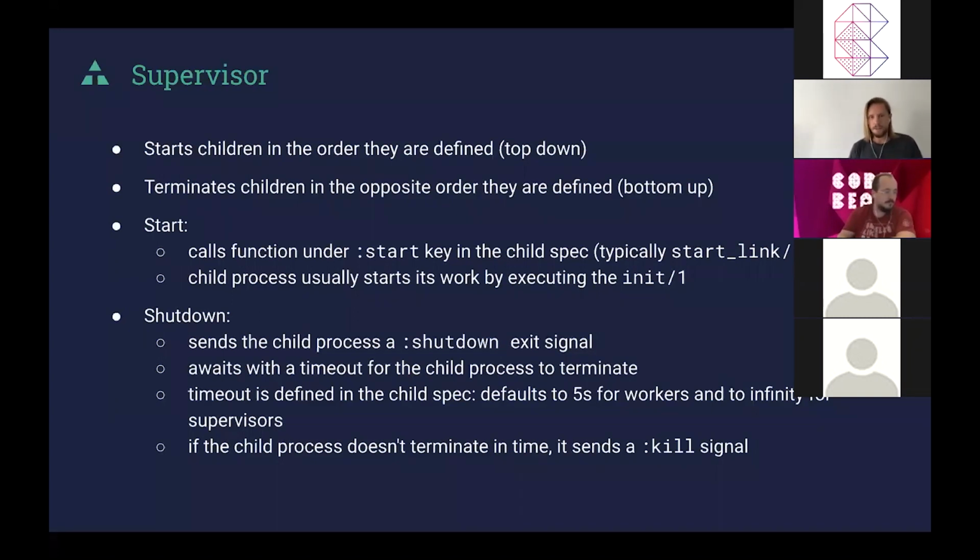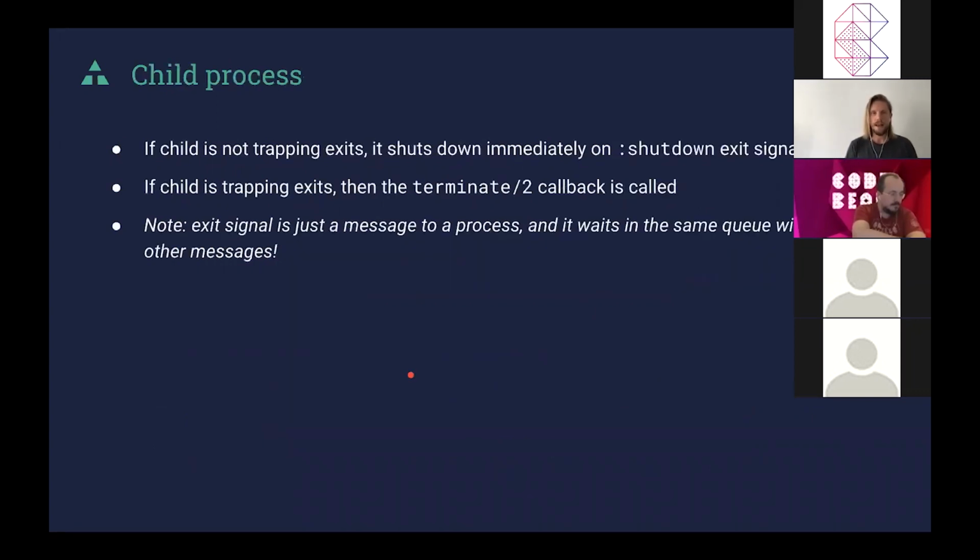And then the child process usually starts its work by executing the init function. Now, the shutdown sequence has a couple more steps. First, the supervisor sends the child a shutdown exit signal. Then it awaits with a timeout for the child process to terminate. That timeout is defined in the child spec. It defaults to 5 seconds for all the workers and to infinity for supervisors. And if the child process doesn't terminate in time, it sends a kill signal.